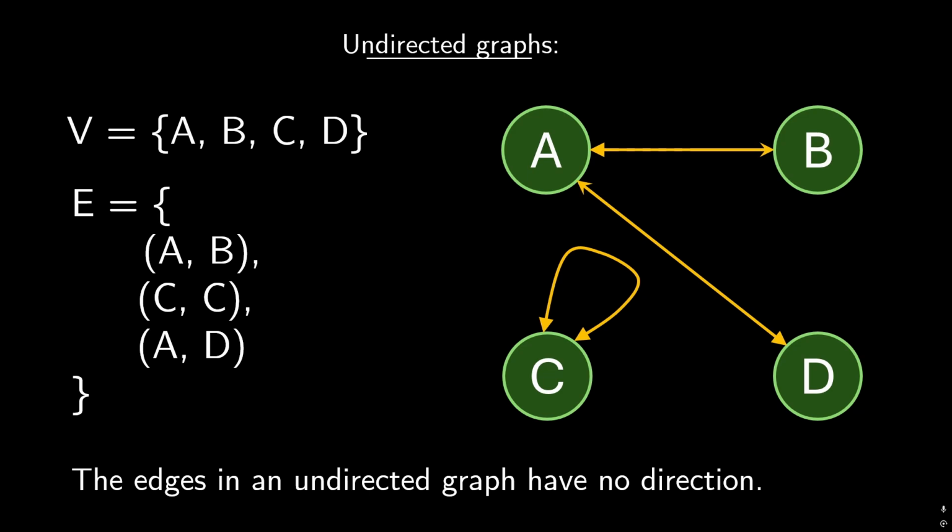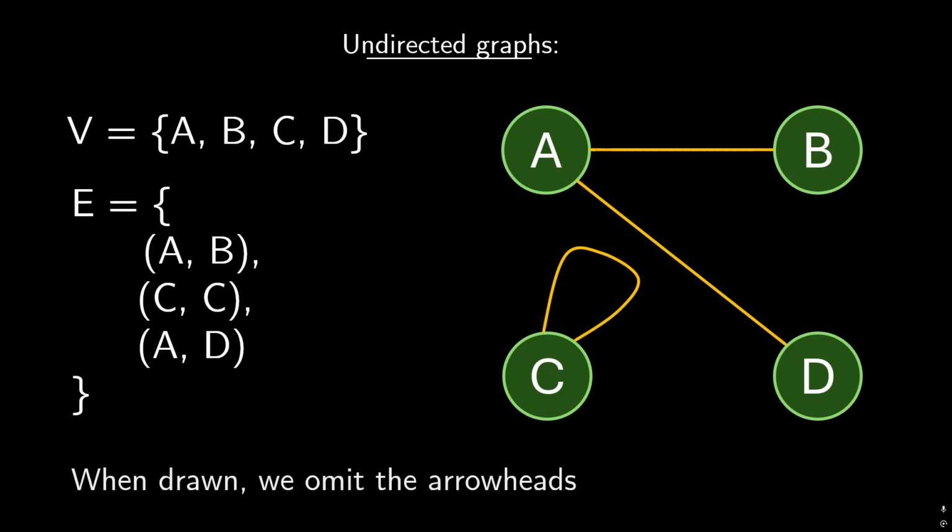So for example, A is connected to D, we also know this means D is connected to A, this is implicit, and if C is connected to C, that's it, right? So intuitively speaking, the edges in an undirected graph have no direction. Okay, so the connection is two-way, basically, right? So usually when we draw this, we omit the arrowheads. In other words, when we draw it, we just draw straight lines, we don't draw arrowheads.